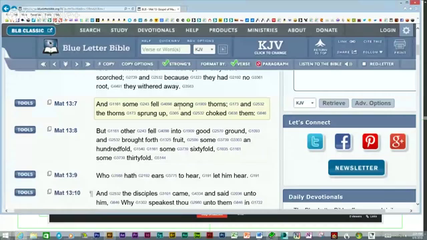So, and some fell upon the thorns, and the thorns sprung up and choked them. So basically, your higher belief, or your growth of understanding, has been choked away by your faulty beliefs, the thorns. All right. But others fell into the ground, the good ground, and brought forth fruit. Some in 100, some in 60-fold, and some in 30-fold.